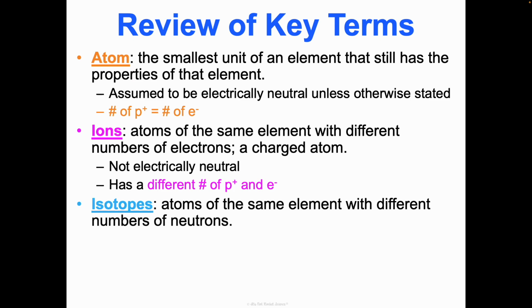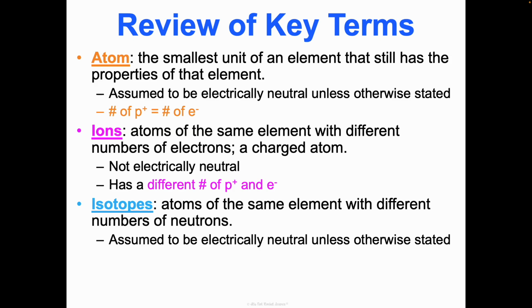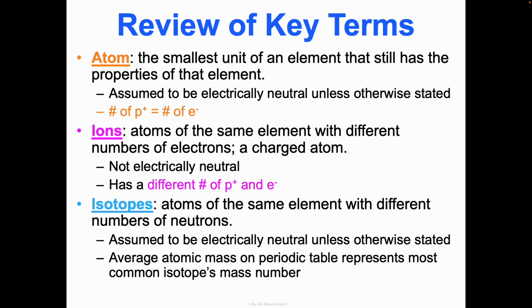Isotopes are atoms of the same element, so they'd have the same atomic number, same number of protons, but they have different numbers of neutrons, okay? So they have different masses. They're assumed to be electrically neutral, again, unless otherwise stated, unless you get notation that it's an isotope and an ion also. The average atomic mass on the periodic table tends to represent the most common isotope's mass number, since it's a weighted average. And mass number minus atomic number will tell us the number of neutrons.